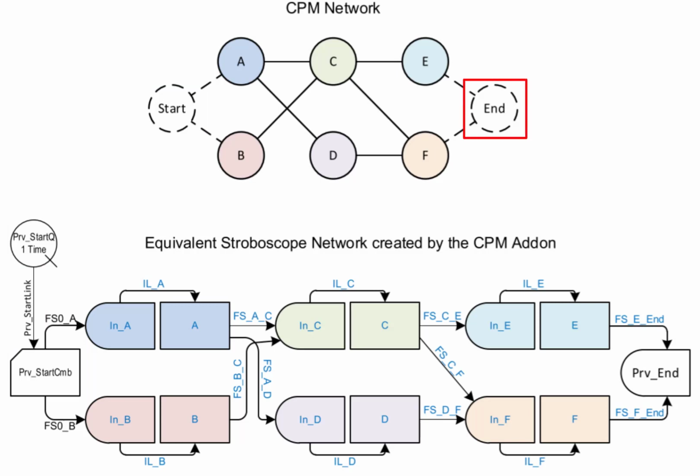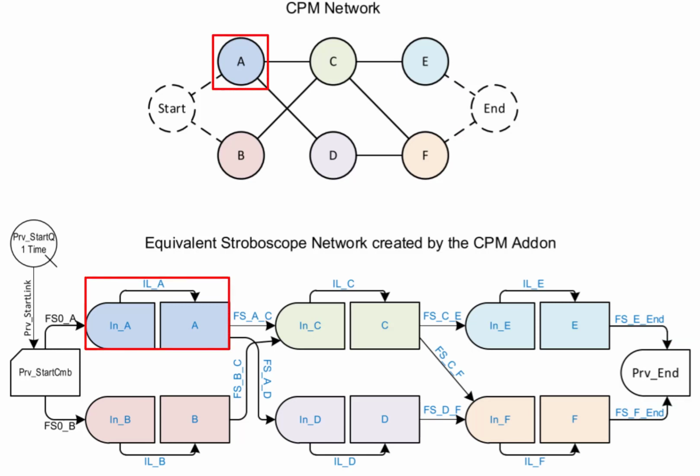The CPM end activity is represented by a consolidator named private end. This consolidator finishes when all the CPM activities with no successor have finished.